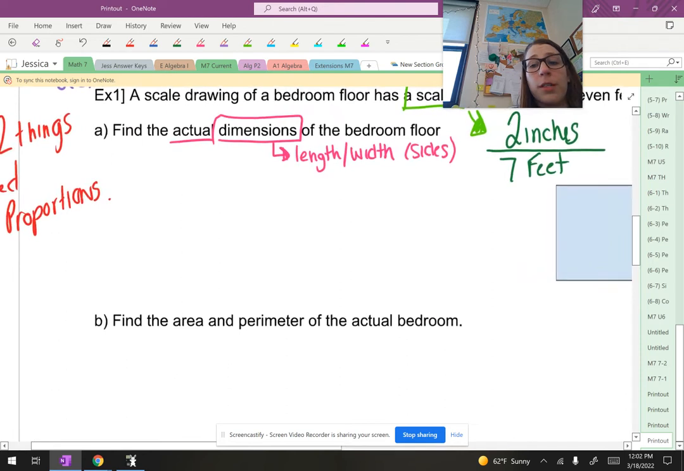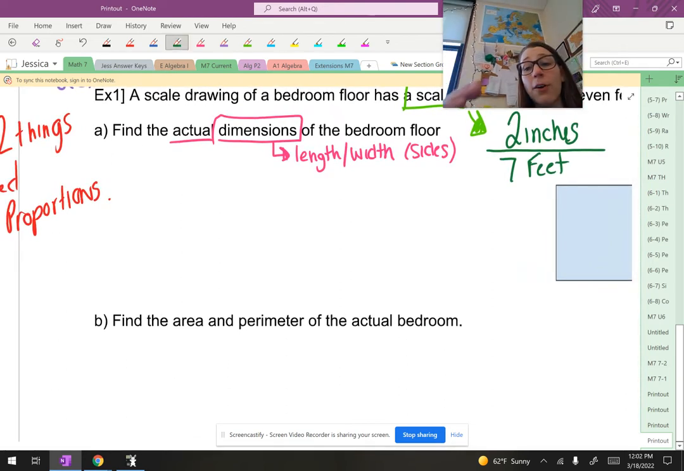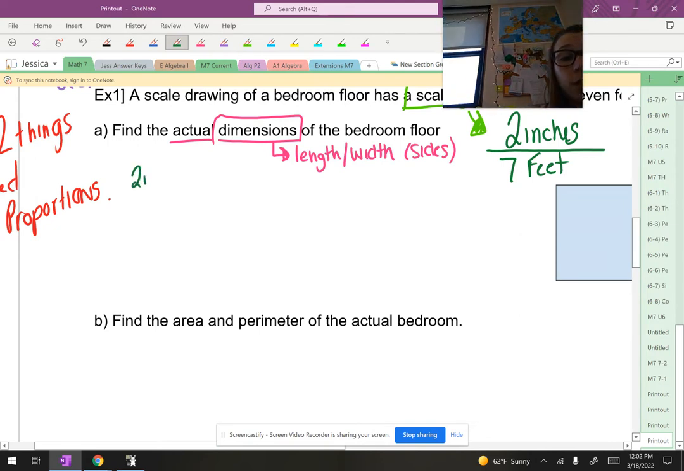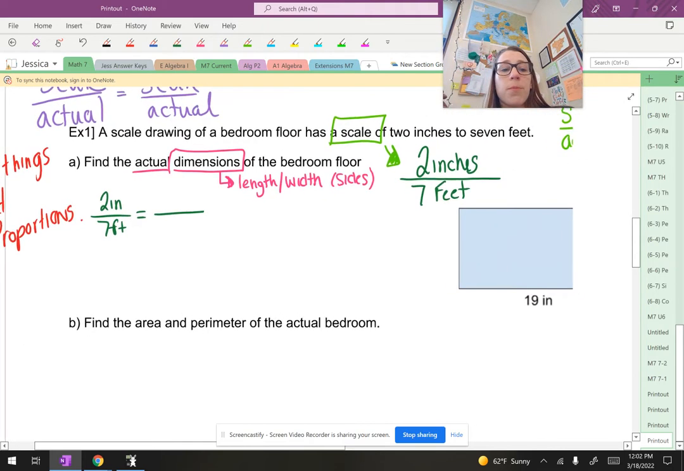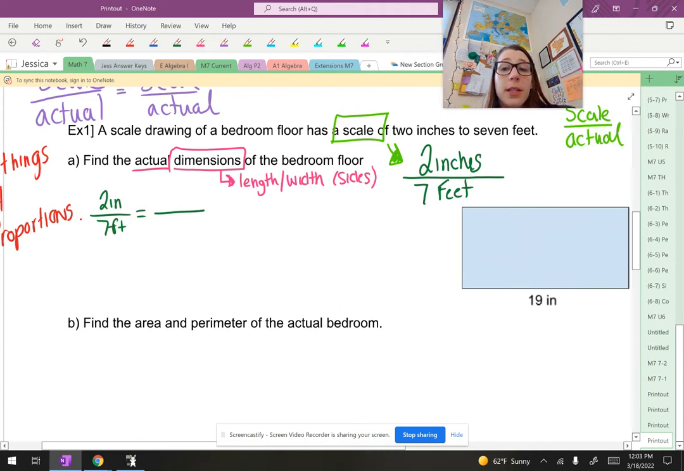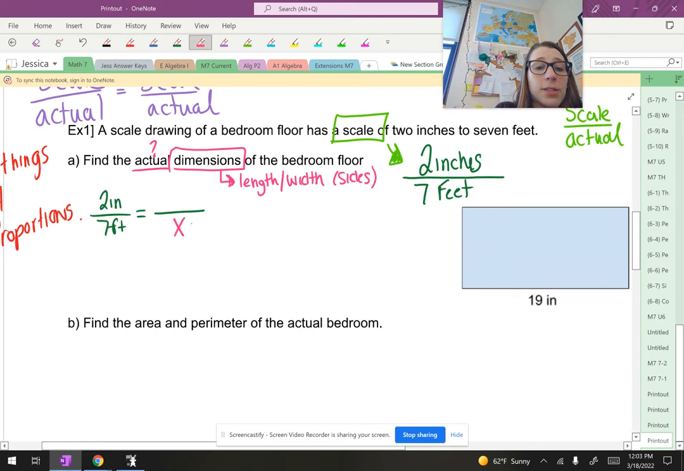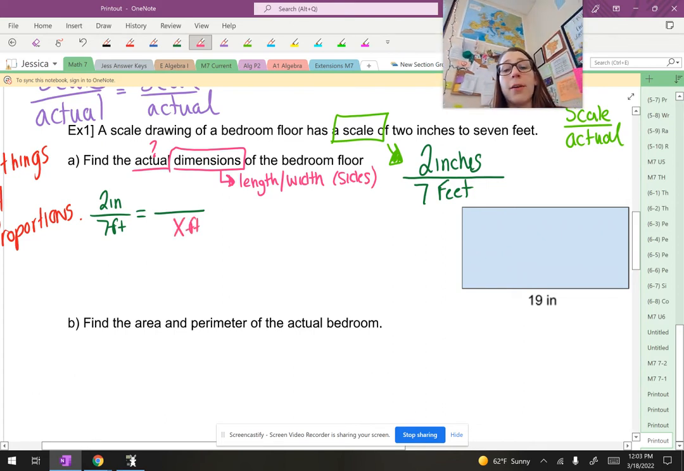So I'm going to zoom in here. Scale over actual equals scale over actual. I already have half of that proportion set up with the 2 inches over 7 feet. 2 inches over 7 feet is equal to something over something. Now, they were asking me for the actual. I know from what we talked about that the actual needs to go on the bottom, which means if the actual is what I'm looking for, then my x feet would go on the bottom.